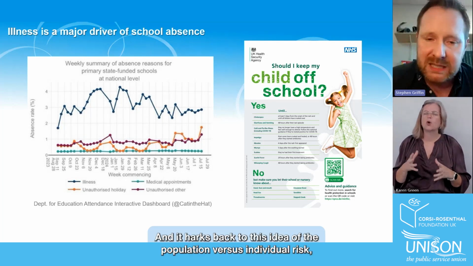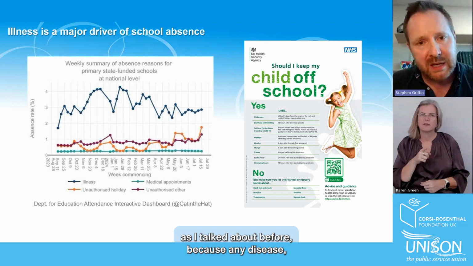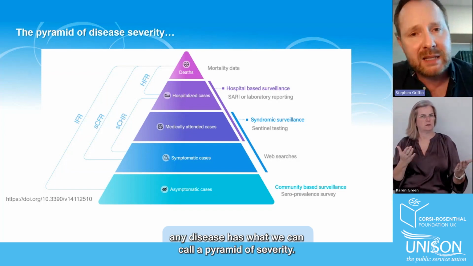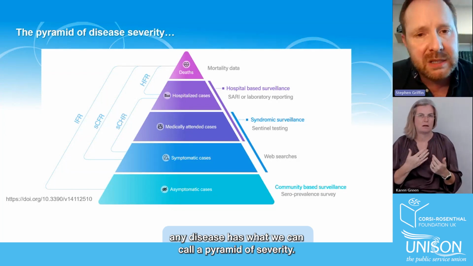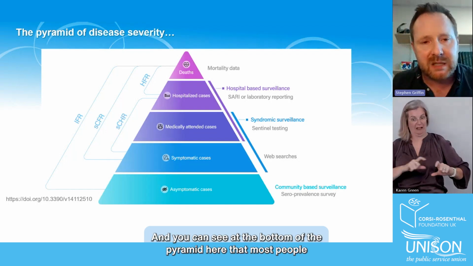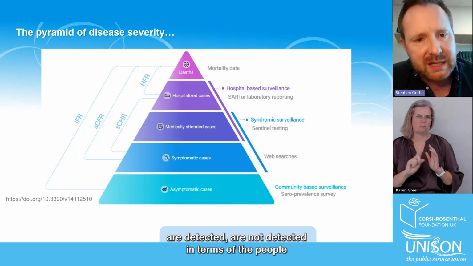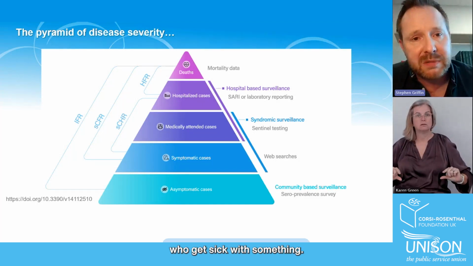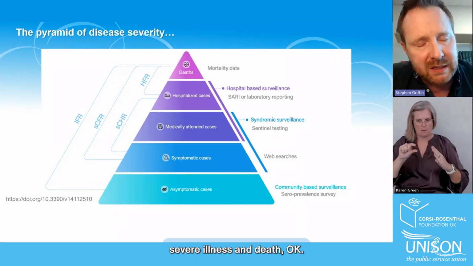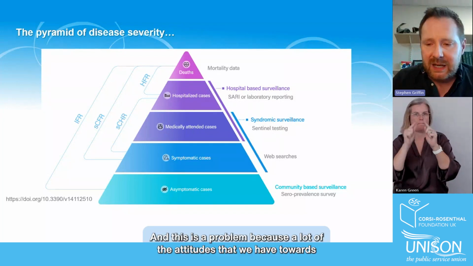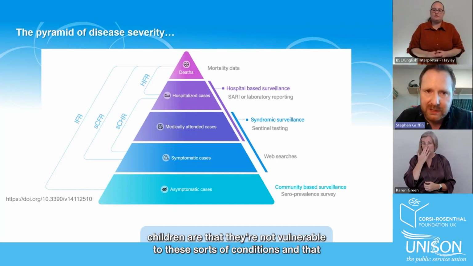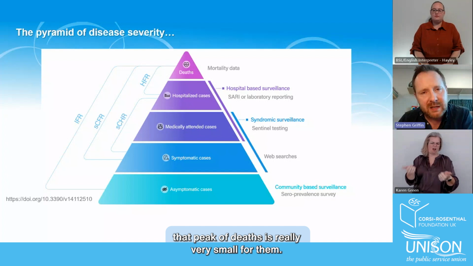And it harks back to this idea of population versus individual risk, as I talked about before. Because any disease, and I'm not splitting hairs between different viruses here, any disease has what we can call a pyramid of severity. The majority of cases don't cause that many problems, and you can see at the bottom of the pyramid here that most people who get sick with something are not detected, but there is always a sharp end of this pyramid where people experience very severe illness and death, okay? And this is a problem because a lot of the attitudes that we have towards children are that they're not vulnerable to these sorts of conditions, and that peak of deaths is really very small for them.